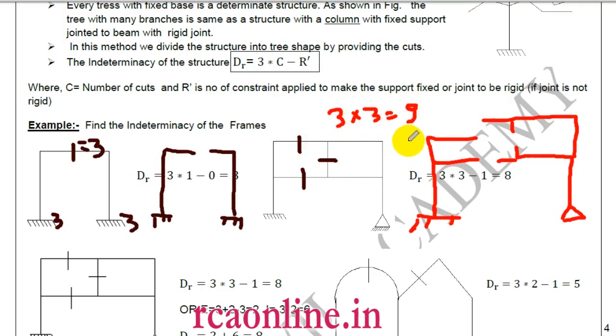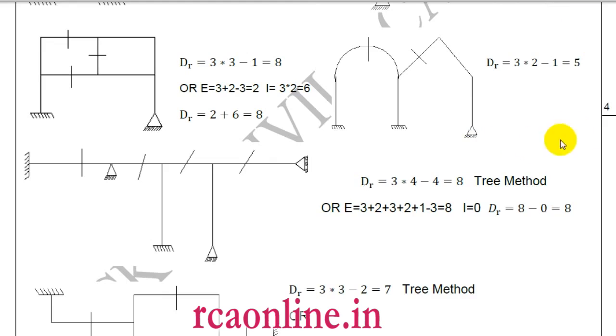But there is one issue also, which is that this is a hinge. This is not fixed. So to make it fixed, I need one more force. So that will reduce the static indeterminacy, and I will get a static indeterminacy of 8. So keep in mind that the base should be fixed, and the number of cuts required to make it a tree multiplied by 3 will be the static indeterminacy. This is a very powerful method. Initially it may look a little bit odd, but later on you will find it very powerful.